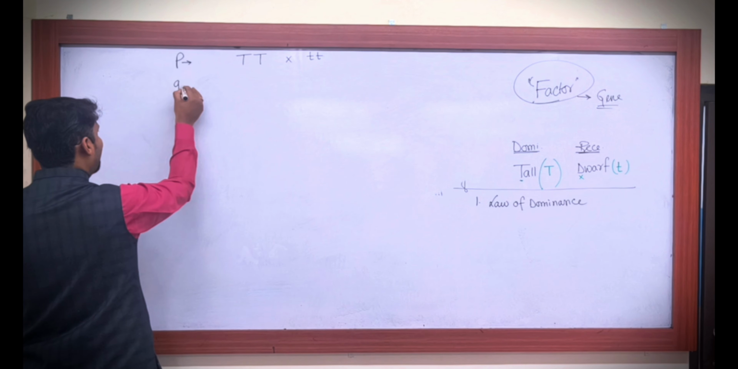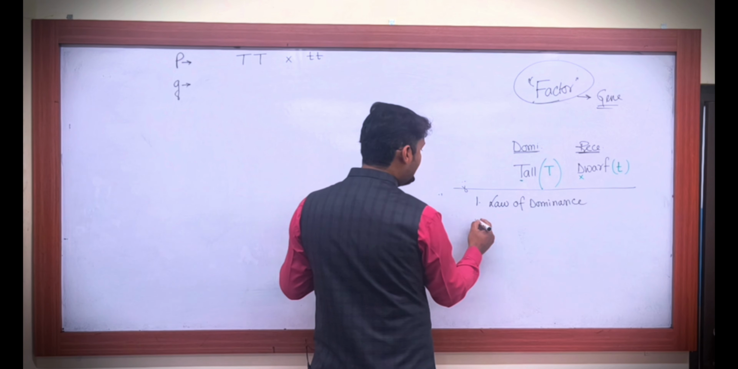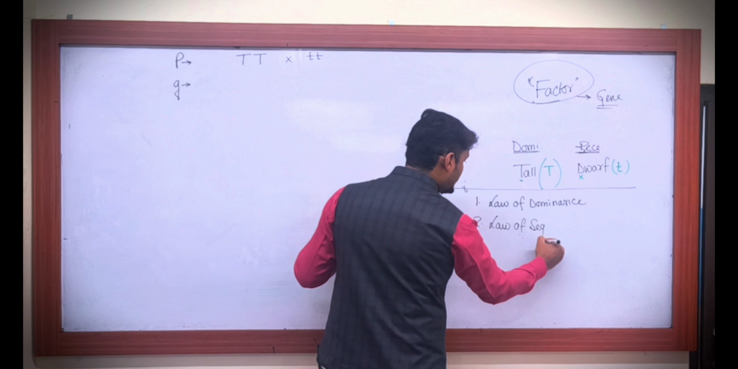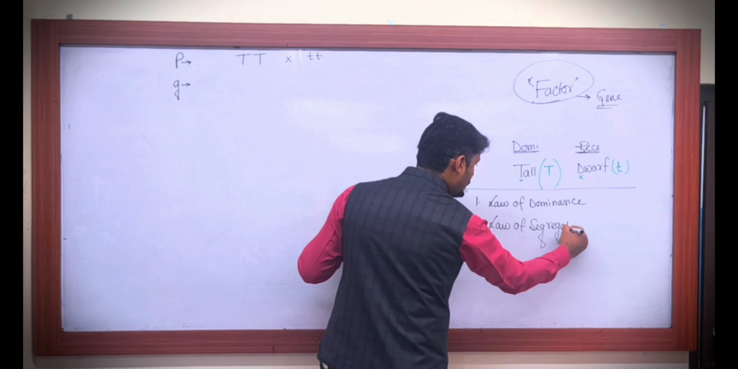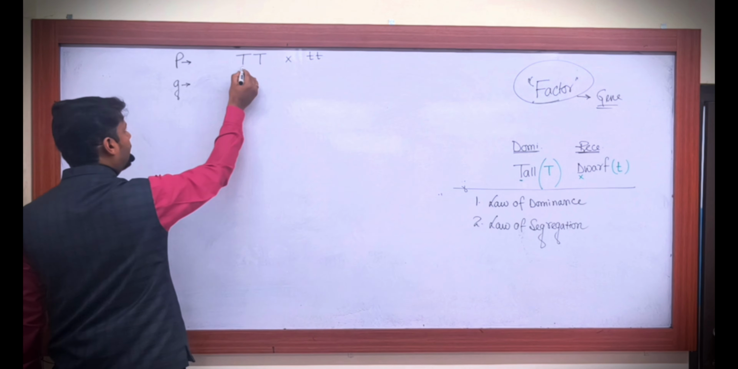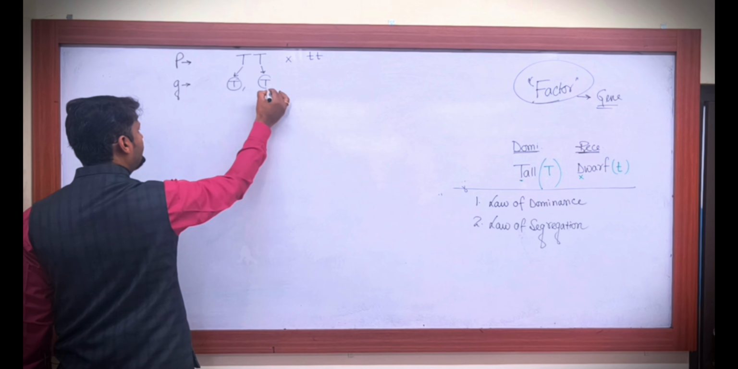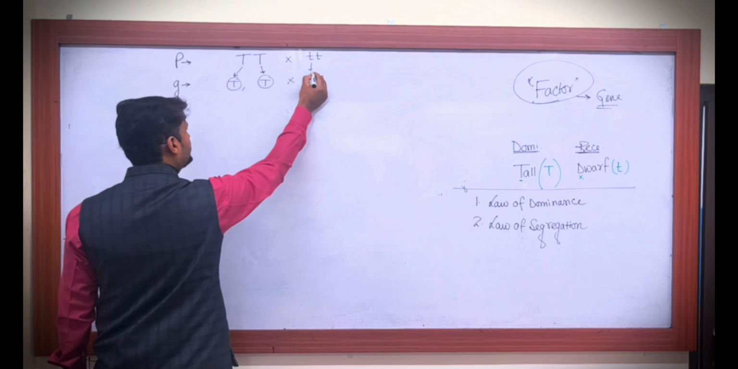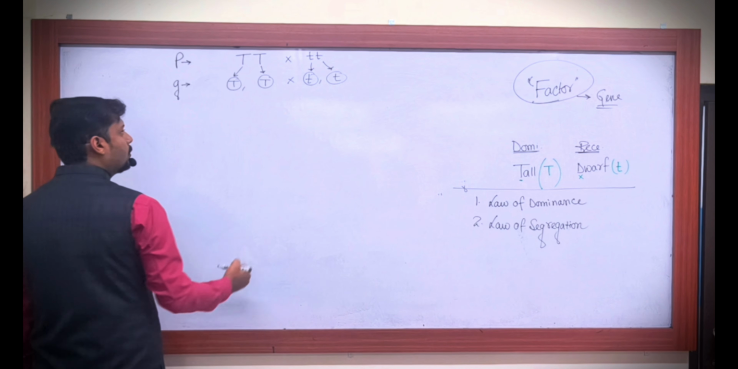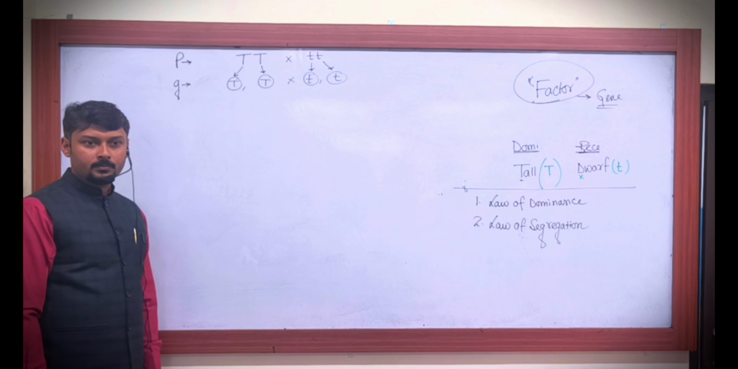So the parent will form the gamete. Now, for the gamete formation, the second law of Mendel is applicable: the law of segregation. So how will the law of segregation be applicable? Here capital T will be separated from small t, capital T will be separated, cross. This small t will be separated, this small t will be separated. Always remember this process.